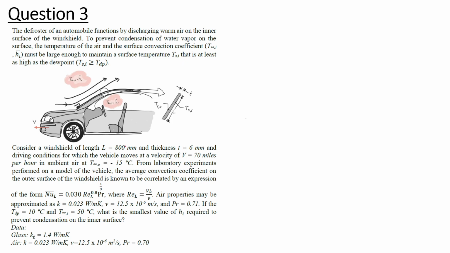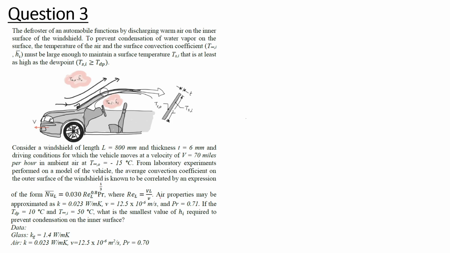Consider a windshield of length L equal to 800 mm and thickness T equal to 6 mm, and driving conditions for which the vehicle moves at a velocity of V equal to 70 miles per hour in ambient air at T infinity of minus 50 degrees Celsius outside. Then from laboratory experiments performed on a model of the vehicle, the average convection coefficient on the outer surface of the windshield is known to be correlated by an expression of the form Nusselt number is equal to 0.03 Reynolds number raised to 0.8, Prandtl number raised to 1/3.